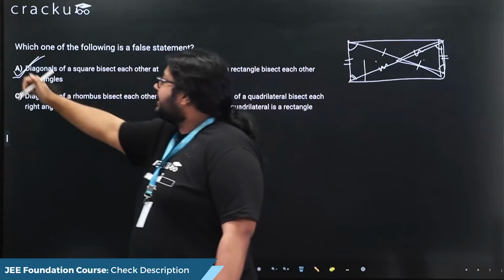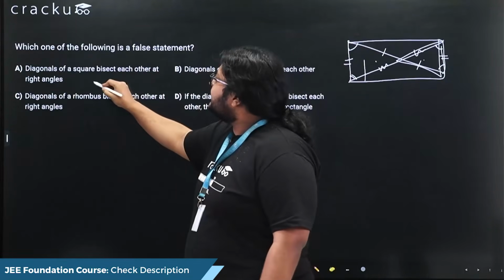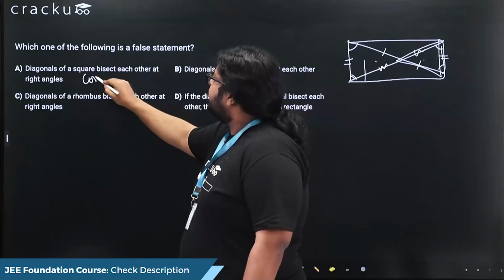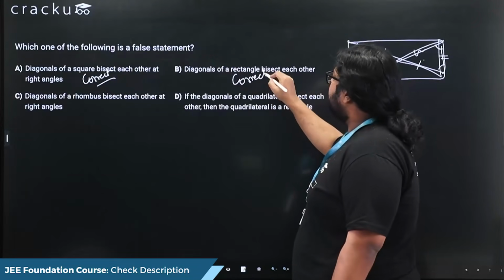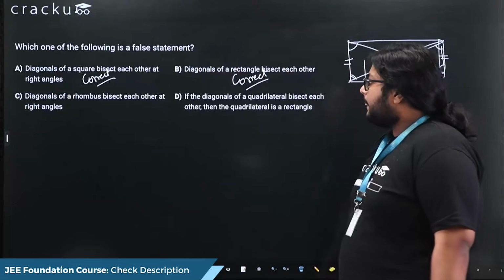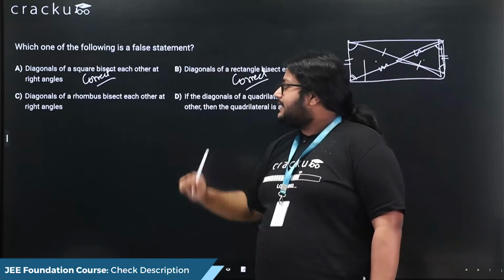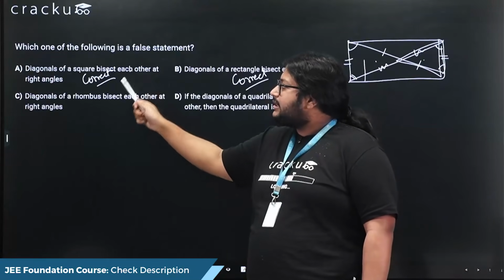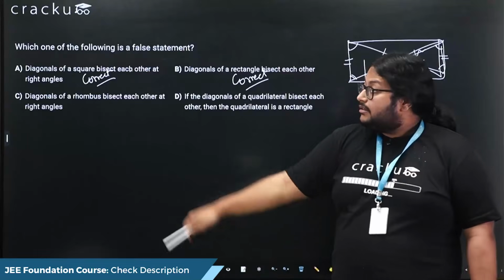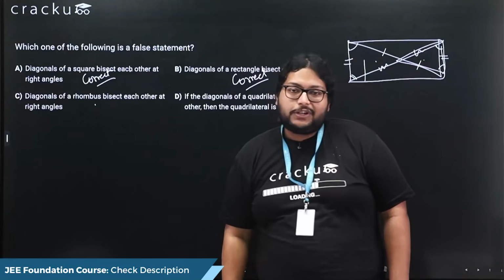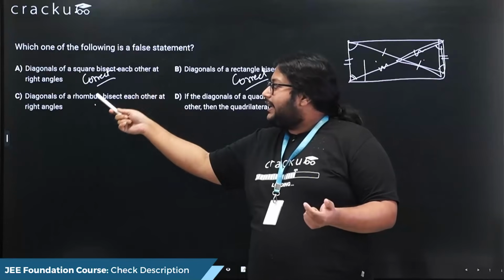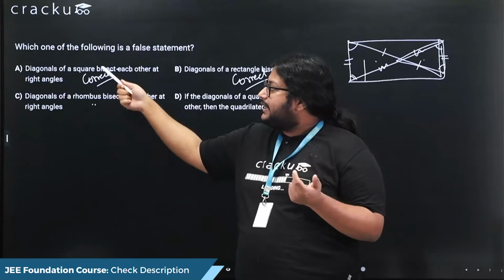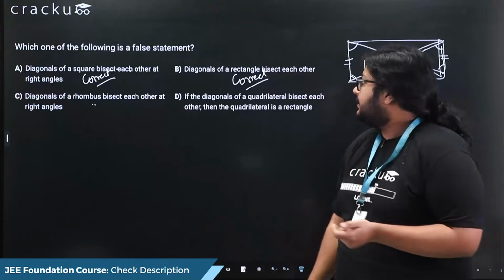Okay, so we want to figure out the false statement, right? So this is correct. This is also correct. Diagonals of a rhombus bisect each other at right angles. This is also similar to the square thing only. It would have been better if we had proven for rhombus, but basically the idea remains same. Because square and a rhombus are related, a square is also a special kind of a rhombus.